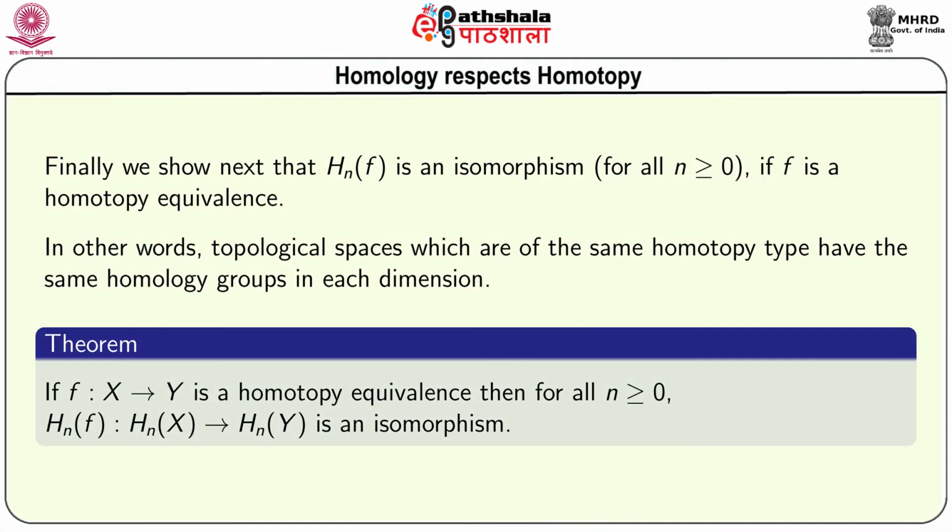Now, finally, we show that H_n f is an isomorphism when f is a homotopy equivalence. In other words, topological spaces which are of the same homotopy type have the same homology groups in each dimension. So, we state the theorem formally: if f is a function from X to Y and it is known that f is a homotopy equivalence, then for all n greater than or equal to 0, H_n f from H_n X to H_n Y is an isomorphism.